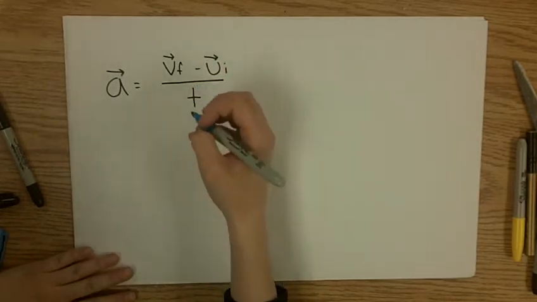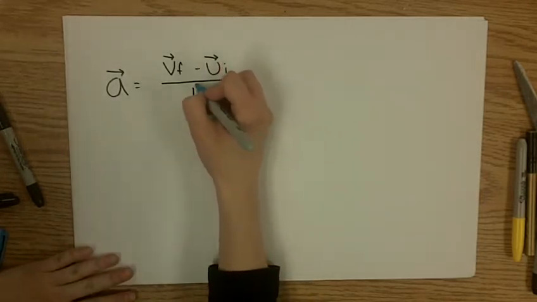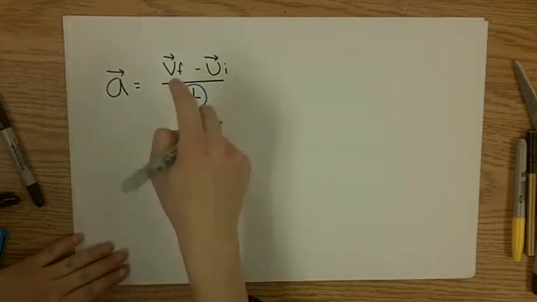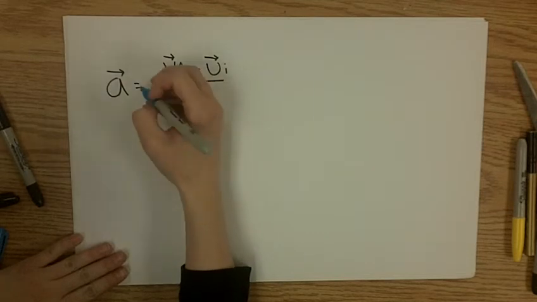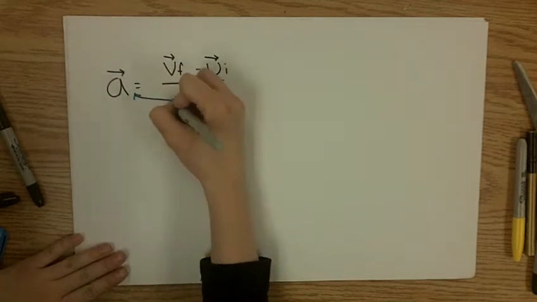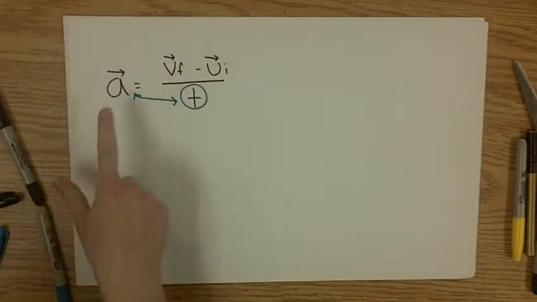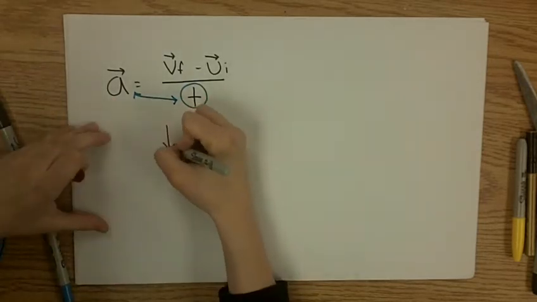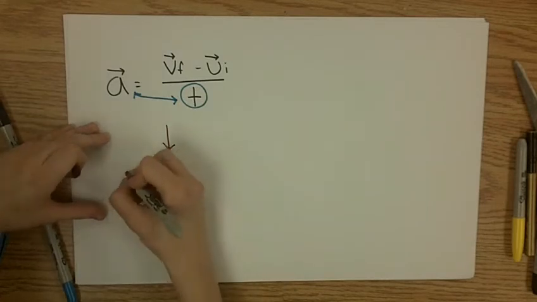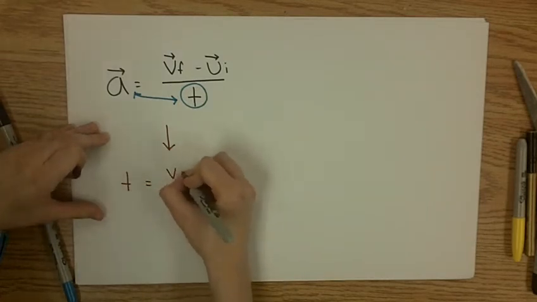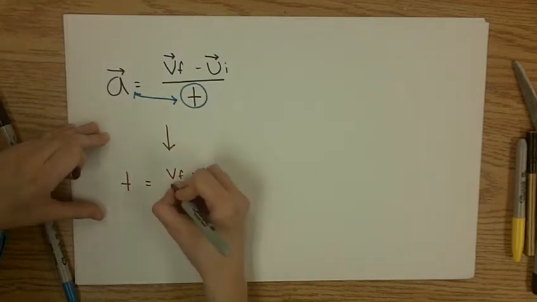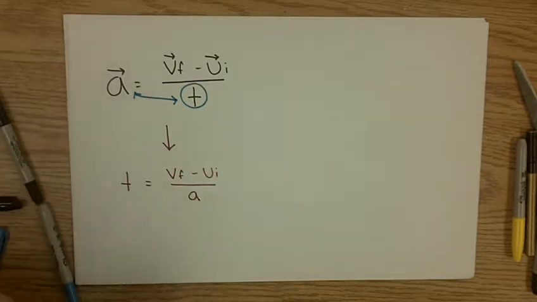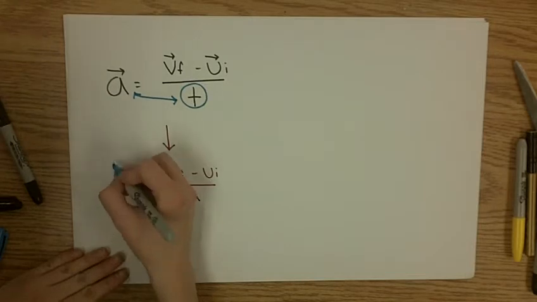To solve for t, it's actually quite easy. Because t is on the bottom, anytime you're looking for the thing on the bottom, you just swap it out with the thing on the other side of the equation. So the formula for t is t equals vf minus vi over a. This is one very important formula.